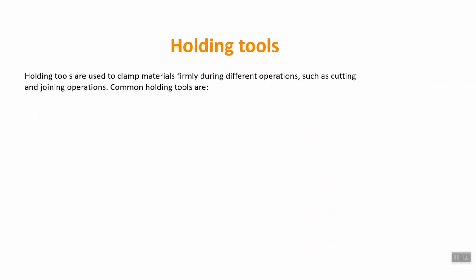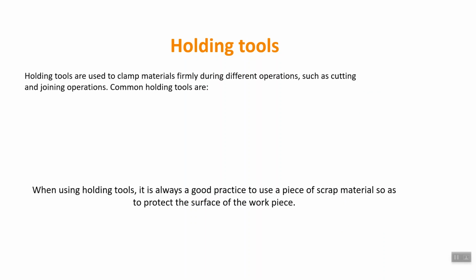So then we have another category of tools, which are called holding tools. The holding tools are used to clamp materials firmly during different operations such as cutting and joining operations. So there are some common holding tools. Good practices when using holding tools: you use a scrap material between the jaws and the material so as to protect the surface of the workpiece.